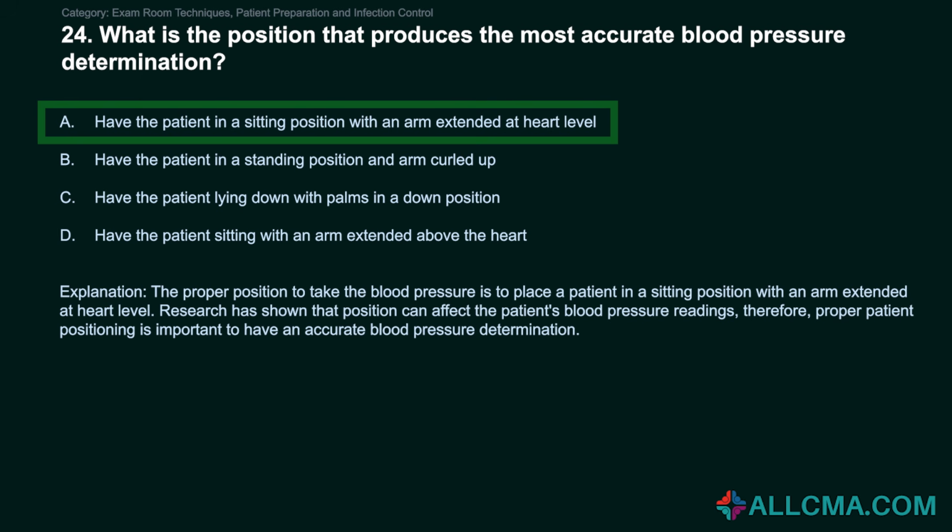The proper position to take the blood pressure is to place a patient in a sitting position with an arm extended at heart level. Research has shown that position can affect the patient's blood pressure readings, therefore, proper patient positioning is important to have an accurate blood pressure determination.